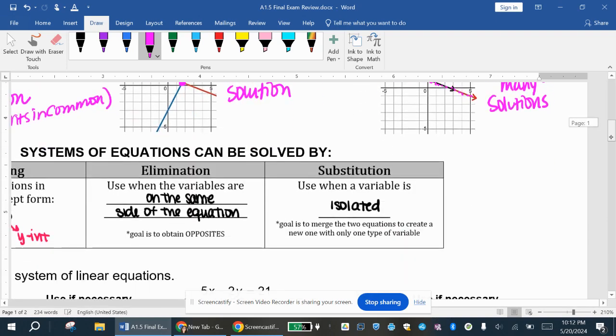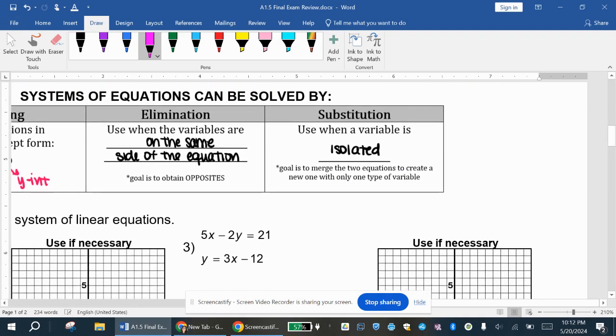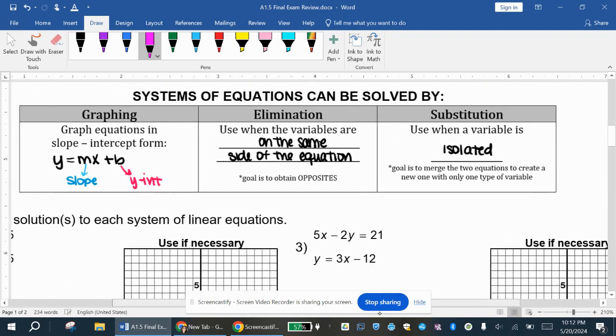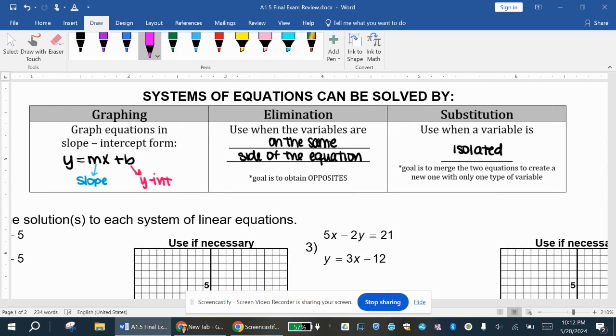Okie dokie. Now, we learned to solve systems using three methods: graphing and elimination, where our goal was to try to get opposites. For example, we decided to either cancel the x's or the y's, and we would try to get like a negative 2x and a positive 2x so that when we would add them, they would eliminate. You could also have the y's be opposites, so let's say negative 7y and positive 7y. Those would cancel. So our goal was to obtain opposites.